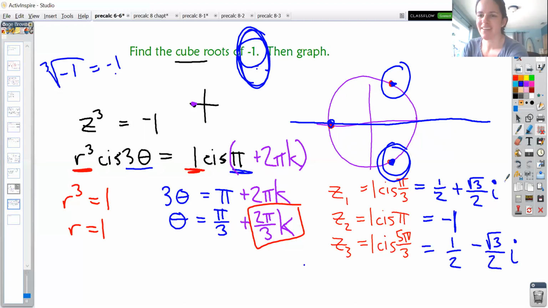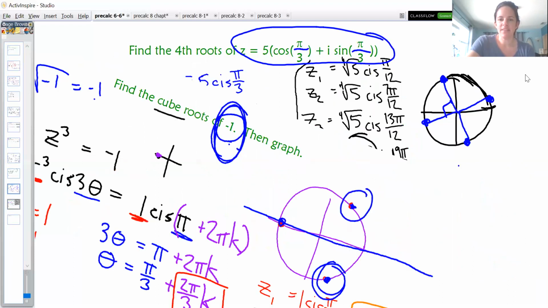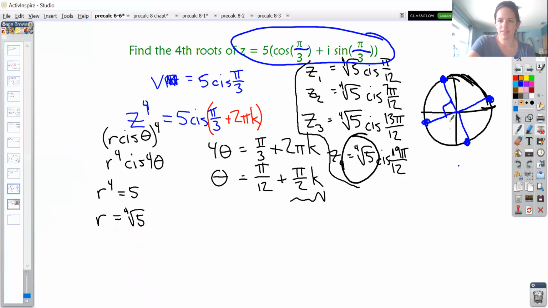And you can see that here, that we had 1 half plus root 3 halves times i, and then 1 half minus root 3 over 2 times i. Those came with their complex conjugate. -1 isn't a complex root, so it didn't come with its conjugate. In this case, they don't come with their complex conjugates because the number that we were taking the root of wasn't a real number to start with, it was a complex number.